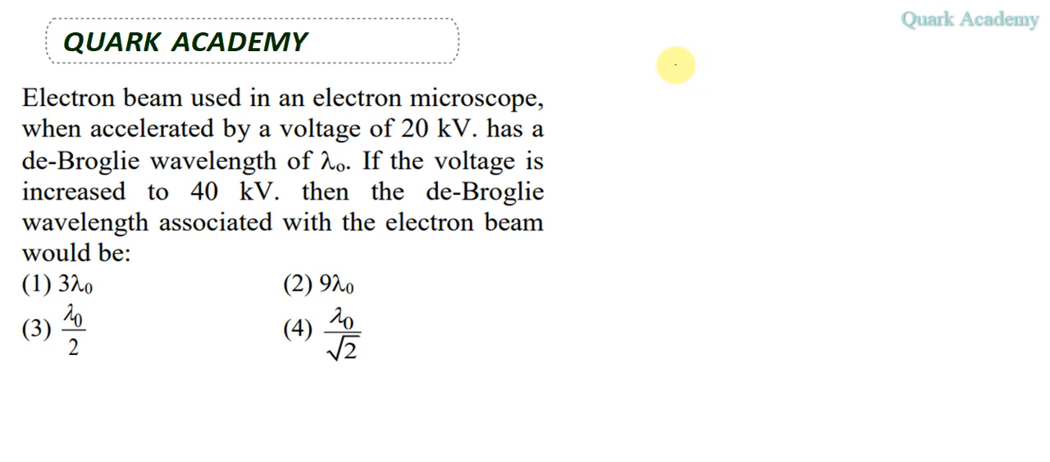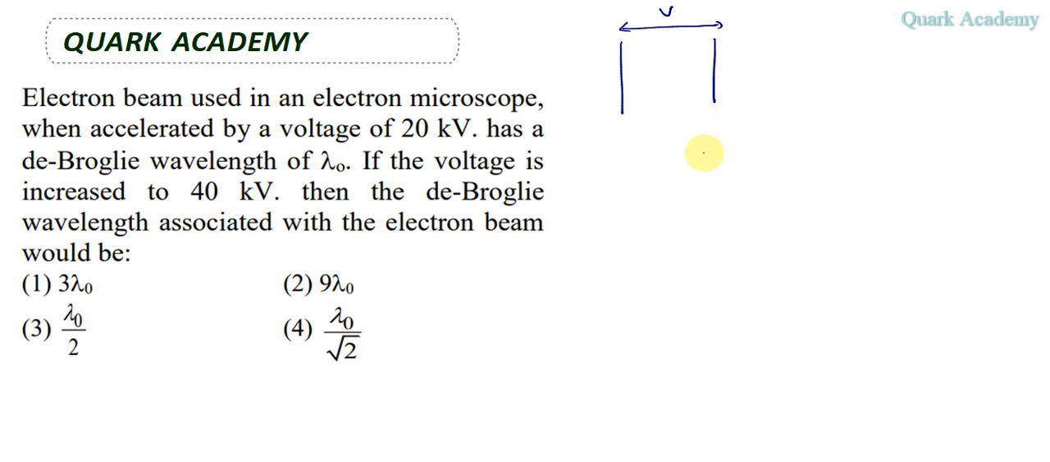This question is related to de-Broglie wavelength. There is an electron microscope, and electron beams are used in that electron microscope. And these electron beams are accelerated with the potential difference, say between some two plates, V. Now, due to this, the electrons are going to move, and that will produce a matter wave.